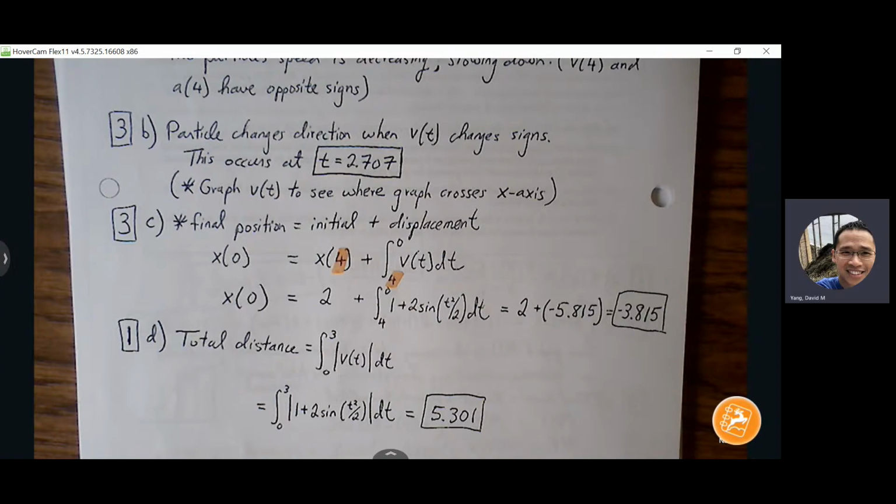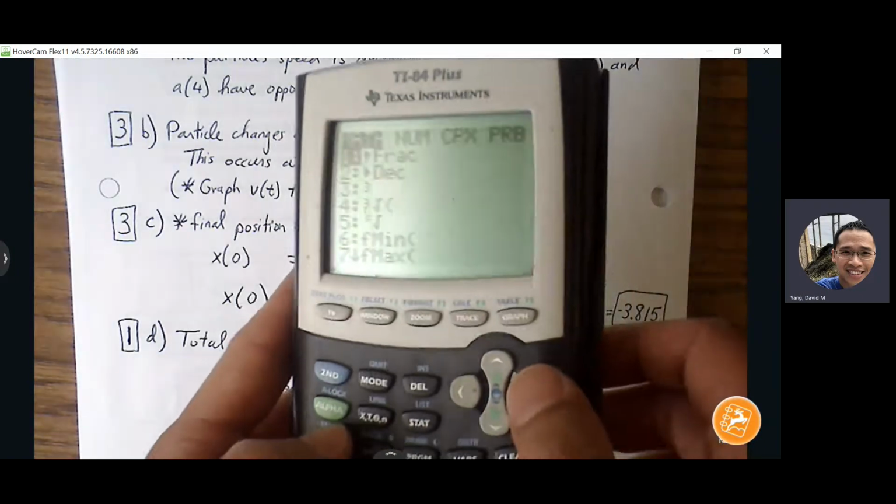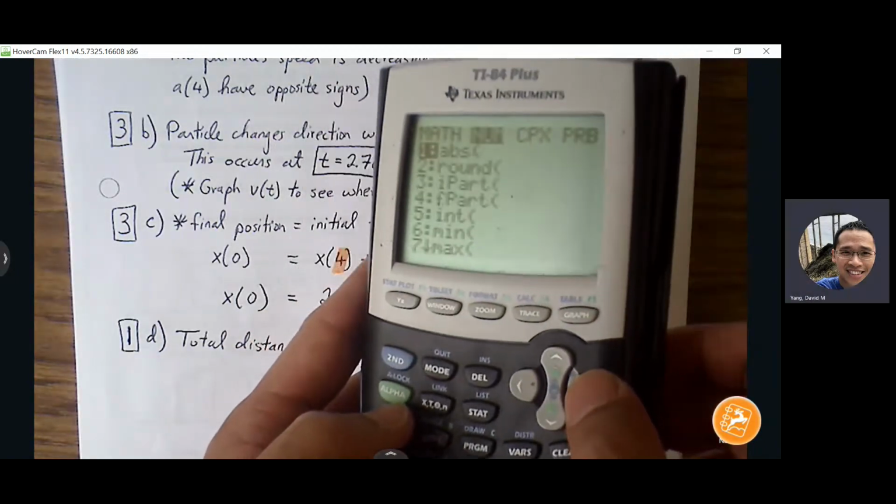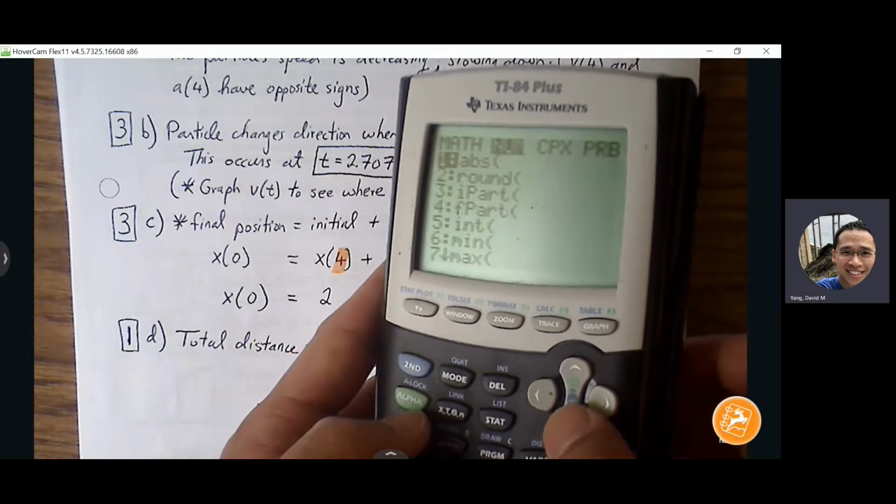You can reach your absolute value by going to math, ABS, or math number, ABS.